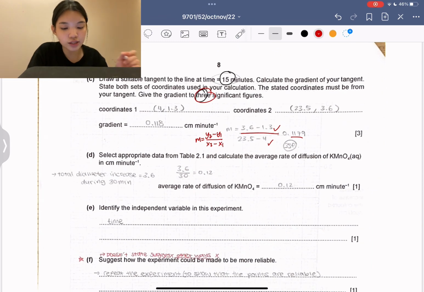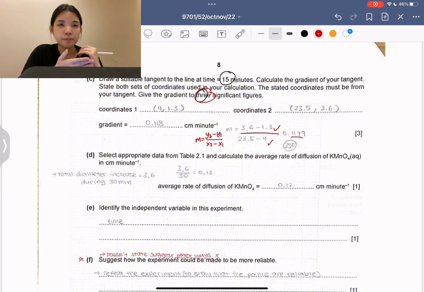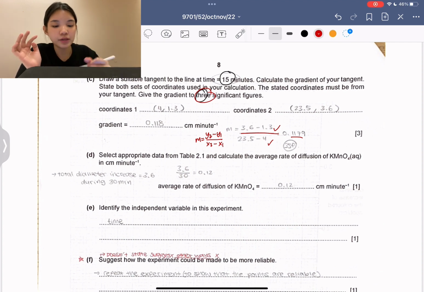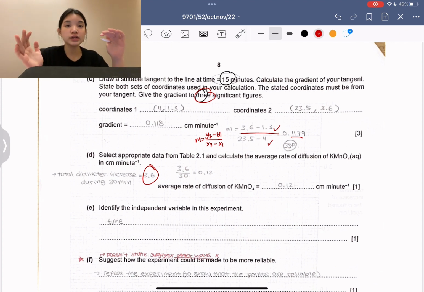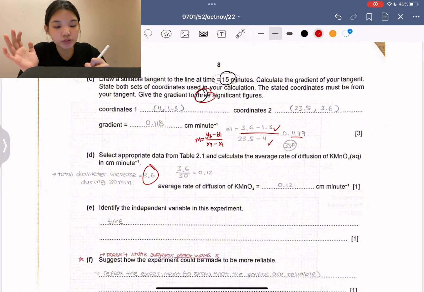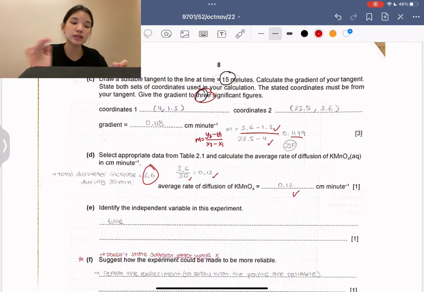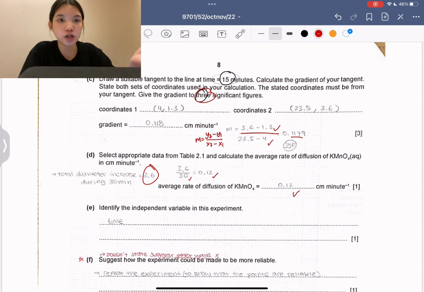in order to calculate the average rate of diffusion of KMnO4, you divide the total diameter increase by the time given. So total diameter increase up to the maximum is 3.6. So it reaches 3.6 diameter increase during a 30 minute span. So 3.6 divided by 30 minutes becomes 0.12. So 0.12 centimeter per minute is the rate of diffusion of KMnO4.